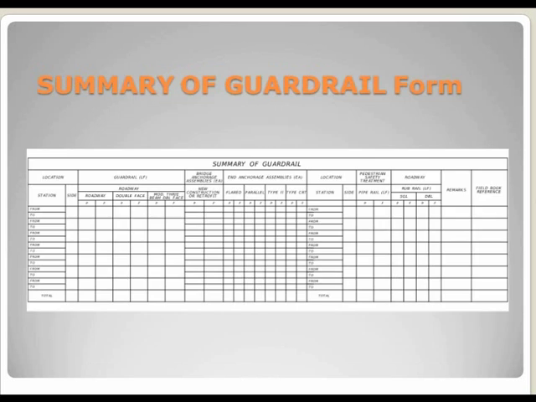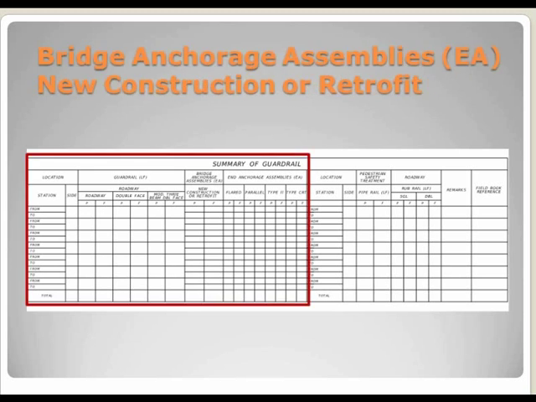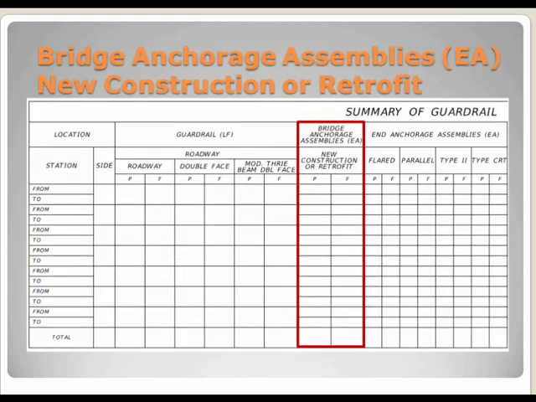Next thing we're going to look at is a summary of guardrail form. The form itself has been revised. We revised this based on the design standards revision that came out several months ago. And this is the new form. The first section I'm going to talk about is the bridge anchorage assemblies, each for new construction or retrofit. And that's this section here. We added the column in for the bridge anchorage assembly each, and then it says new construction or retrofit.